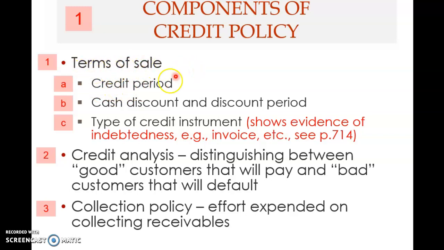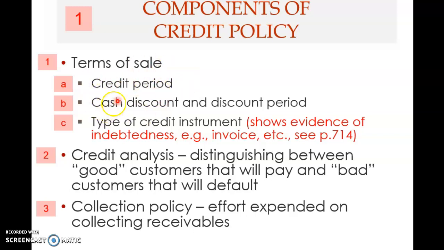So terms of sale here will cover credit period, then cash discount and discount period, okay, and the type of credit instrument. Now, credit period is the term you allow the customer to pay. The time you give to your customer to pay for the products that they have purchased on credit. That is what we mean by credit period.